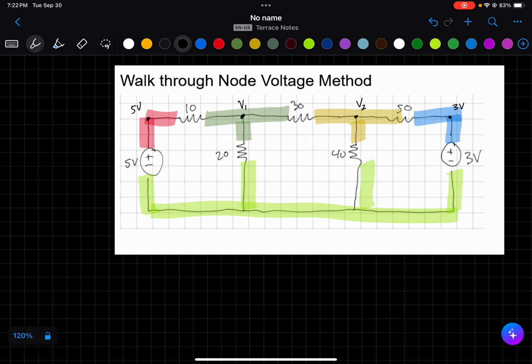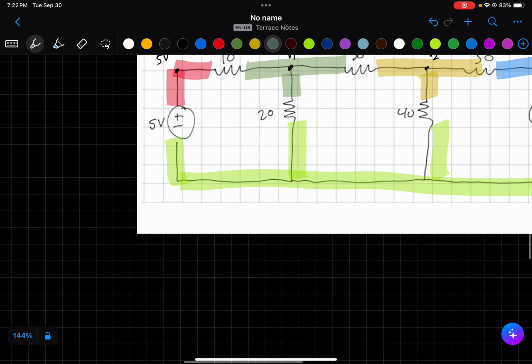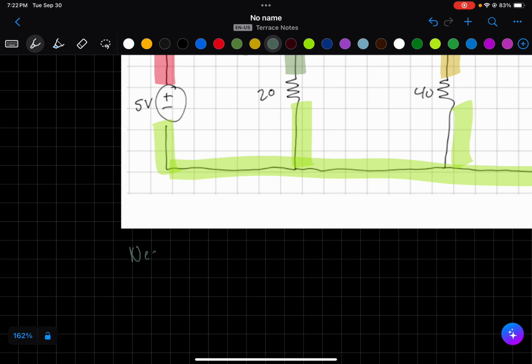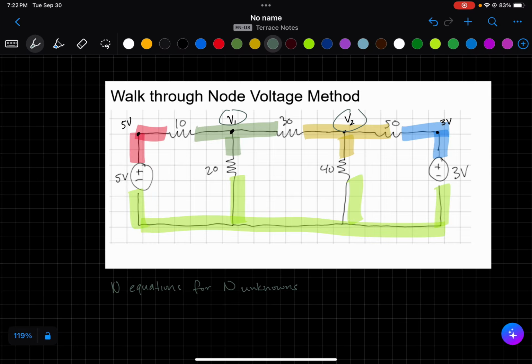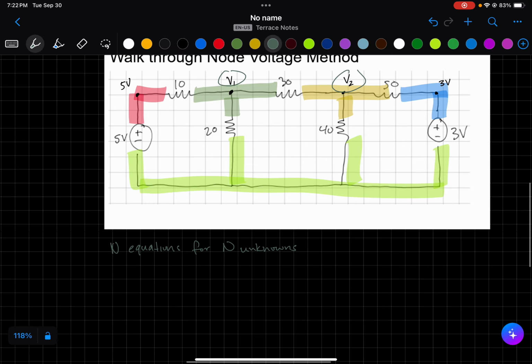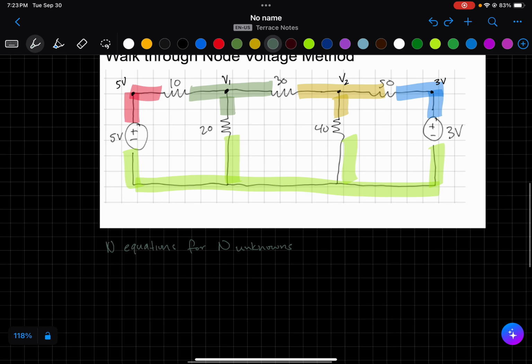So a general rule is that you must have n equations for n unknowns. Since we have 2 unknowns, we need to have 2 equations. So how do we get those equations?